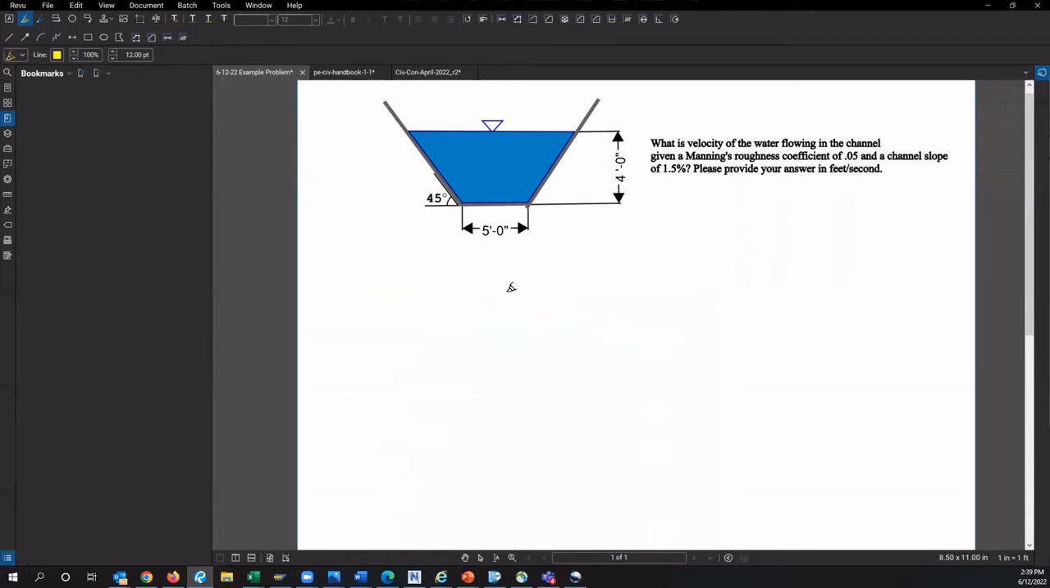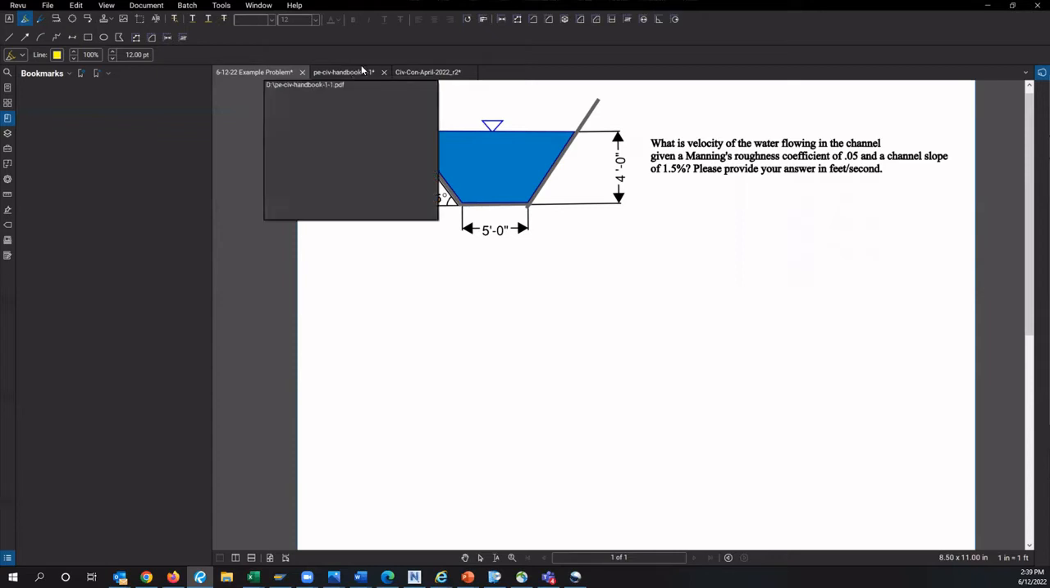So what's the problem asking? It asks us to determine the velocity of water flowing in the channel, given Manning's roughness coefficient of 0.05 and a channel slope of 1.5%, and to provide an answer in feet per second. Make sure you take advantage of reviewing your units. Do not use incorrect units or you will not get the desired output.